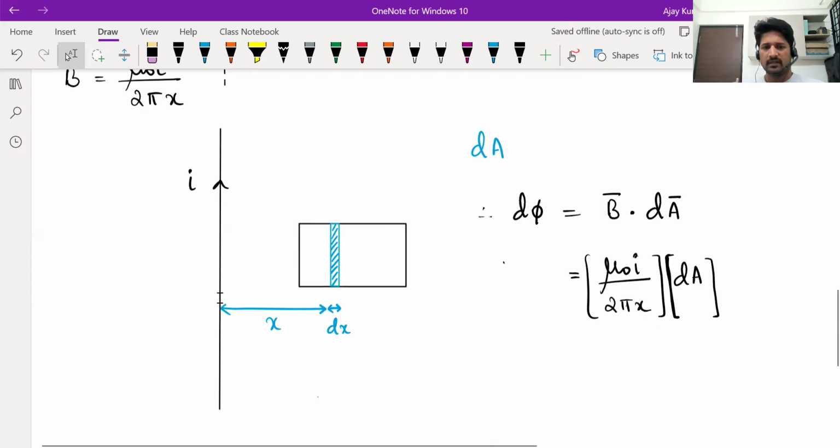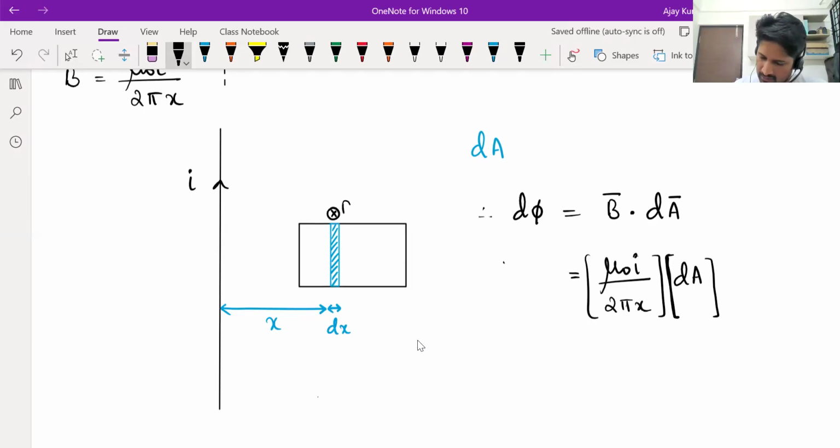At any point on that rectangle, into the screen, correct. Current is flowing upward. So just place your thumb in the upward direction and make your fingers point towards that rectangular strip. The palm will be facing inwards. So the magnetic field is into the screen.